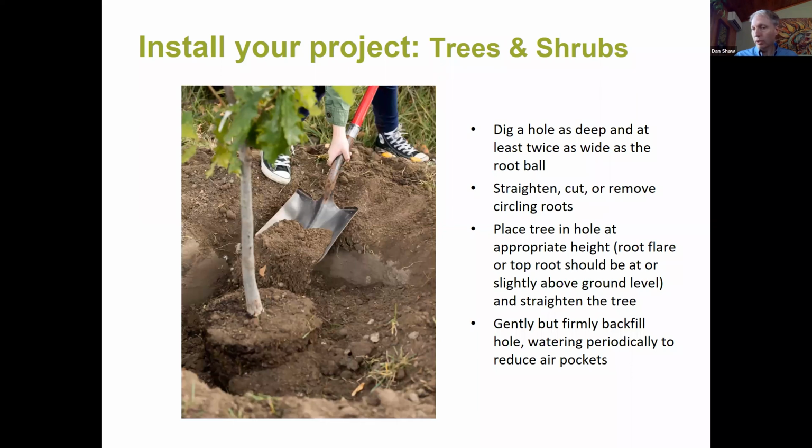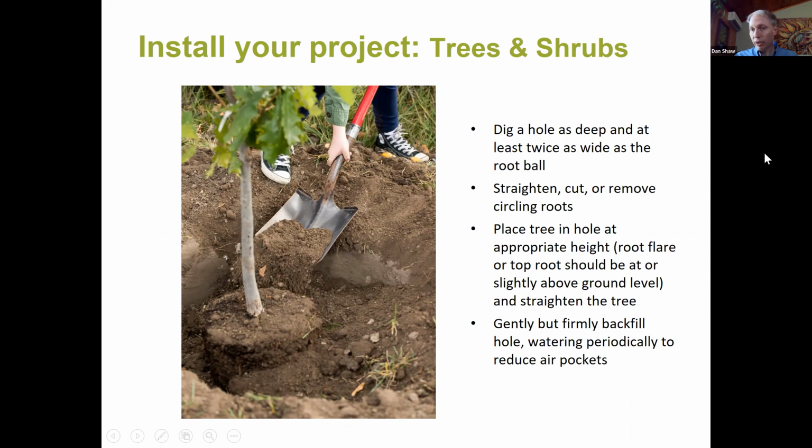Circling roots is another concern. If you pull your tree out of your container and the roots are circling around, that's not good for the tree. They'll keep growing in a circle. And so you want to redirect those if you can, or if you can't redirect them, to prune those off as long as the tree has enough other roots. That's okay for the tree.